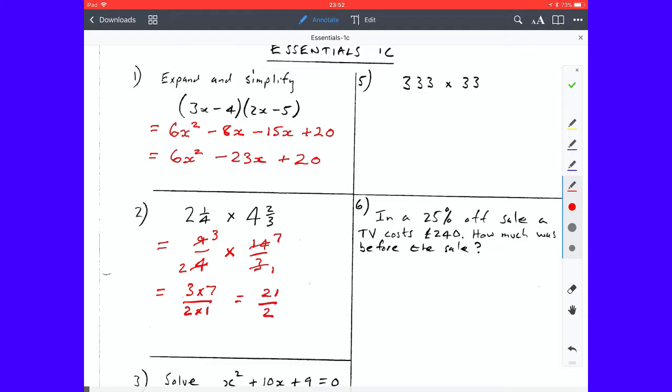I could leave the answer like that, or I could write it as 10 1/2. 2 goes into 21 10 times, and 1 extra is 10 1/2.